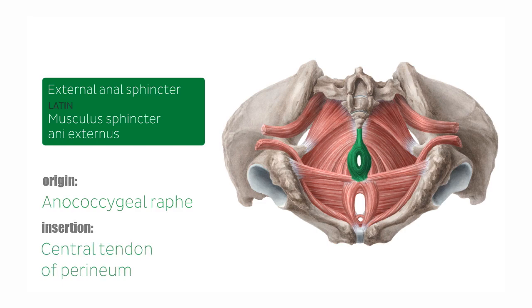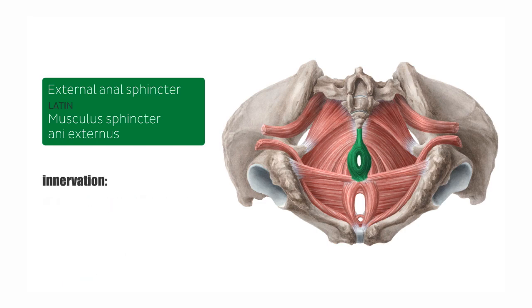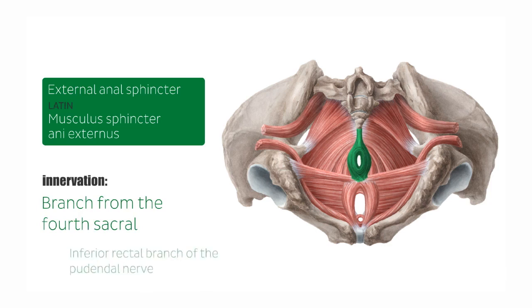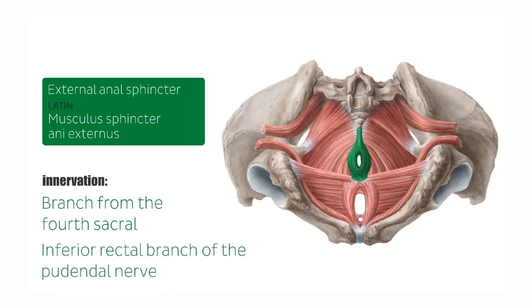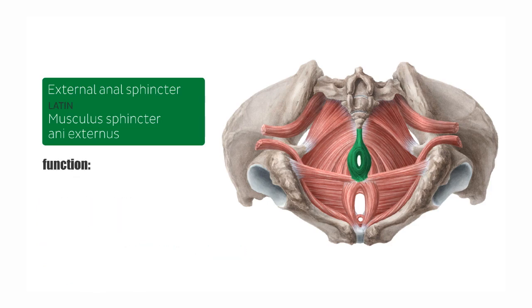The innervation of the external anal sphincter will be happening thanks to the branches from the fourth sacral nerve and also twigs from the inferior rectal branch of the pudendal nerve. In terms of functions or actions associated with this muscle, the action of the external anal sphincter is relatively peculiar.